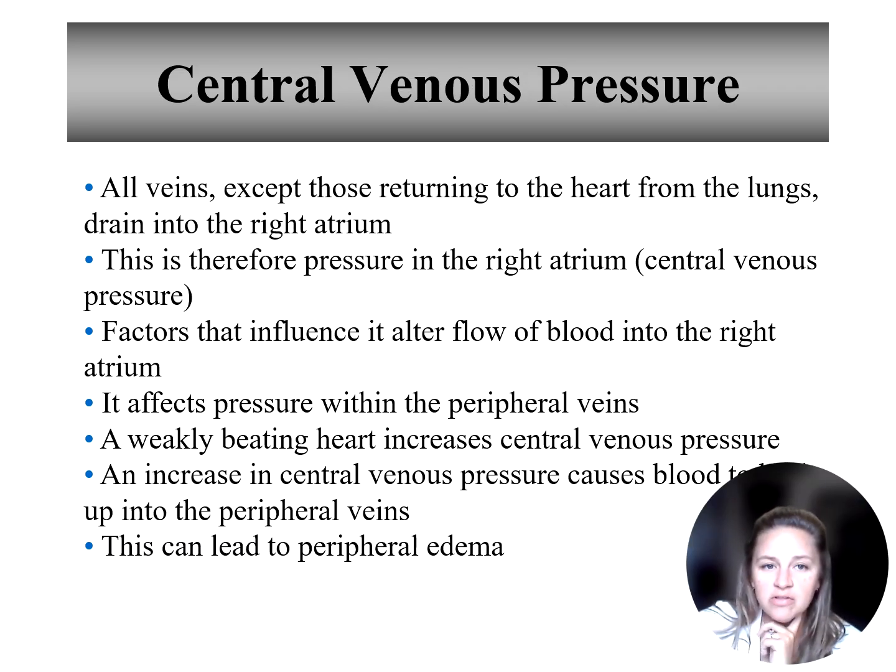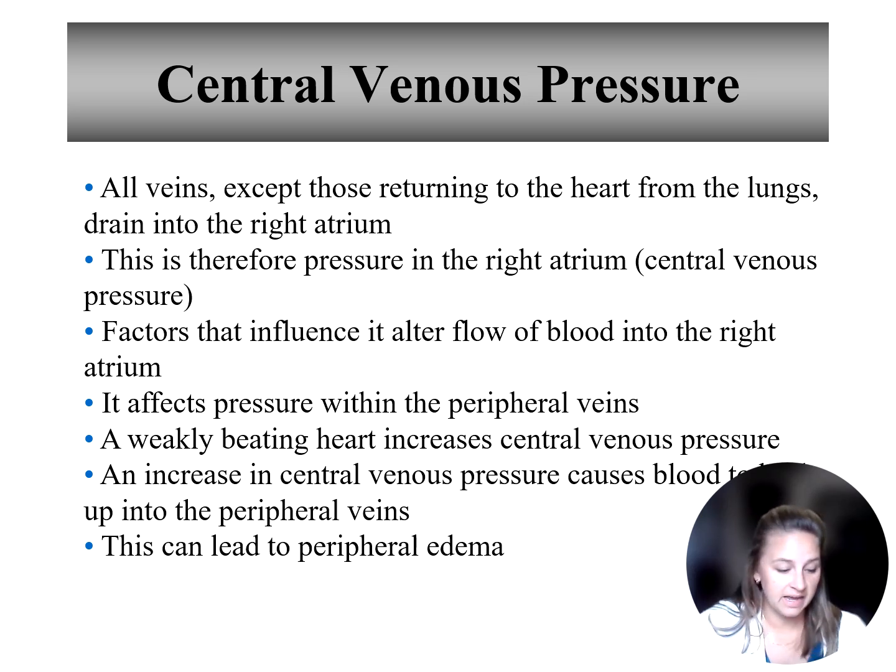Okay, so all veins, remember, veins are bringing deoxygenated blood back to the heart. All veins except those returning from the heart to the lungs drain into the right atrium. So this is where the blood returns to the heart after it's been out on its journey to whatever system it was being delivered to. So therefore this is the pressure of the right atrium. A weakly beating heart increases central venous pressure because it's being backed up. So this can lead to a lot of blood backing up into these peripheral veins.